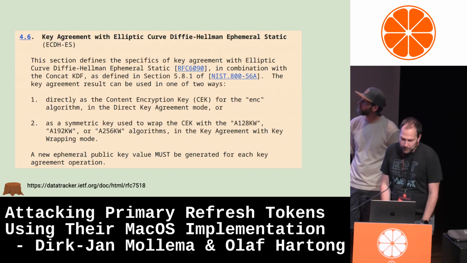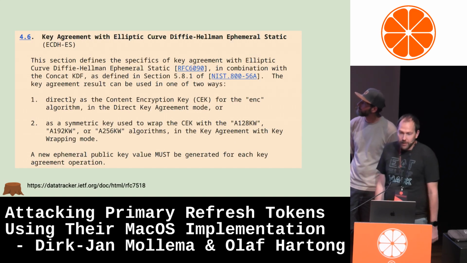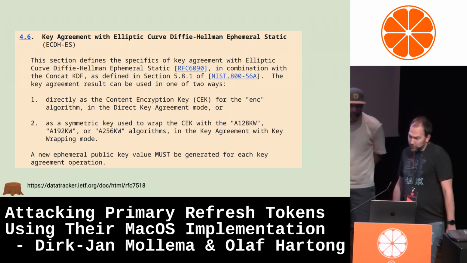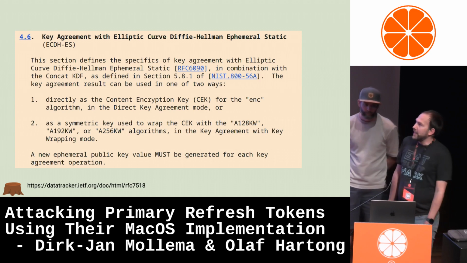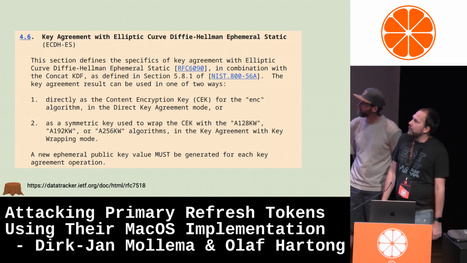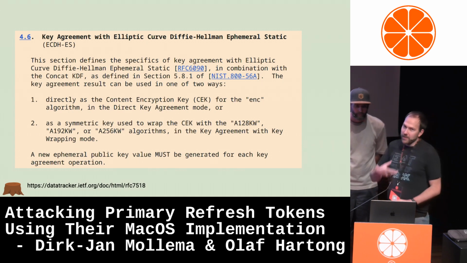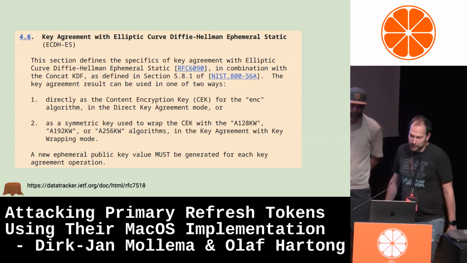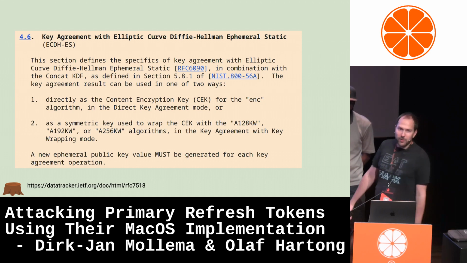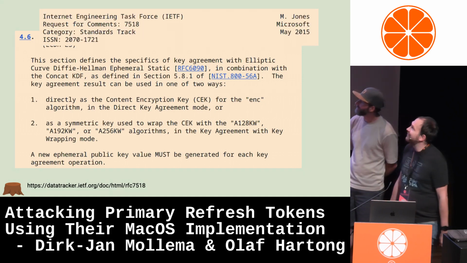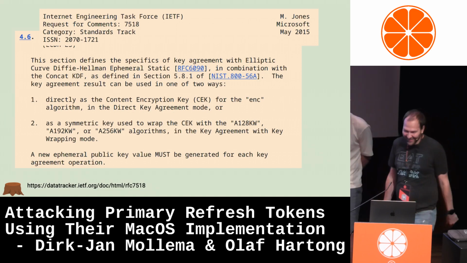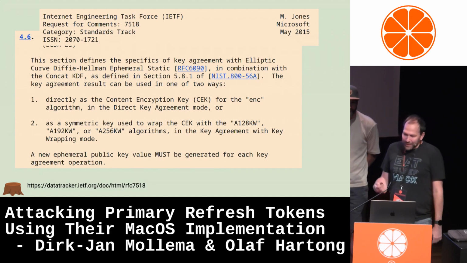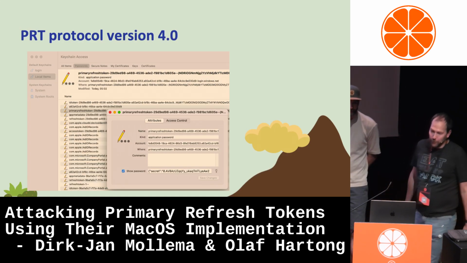So I didn't come up with all of this. This is from an RFC. It's about key agreement with Elliptic Curve Diffie-Hellman Ephemeral-Static, or ECDH-ES. And then they use the Concat KDF to basically generate a derived key, and the derived key is actually used as an encryption key. And guess who wrote this document? Michael Jones. Good memory. Very good. Or maybe you knew it already. So essentially that is how PRT v4 works.